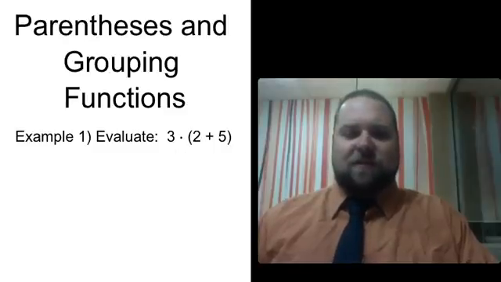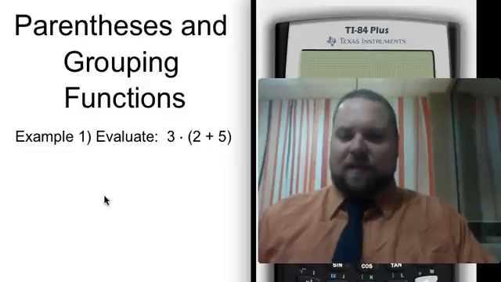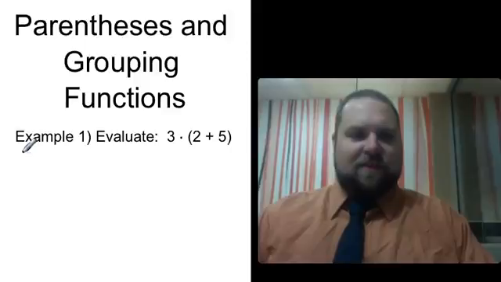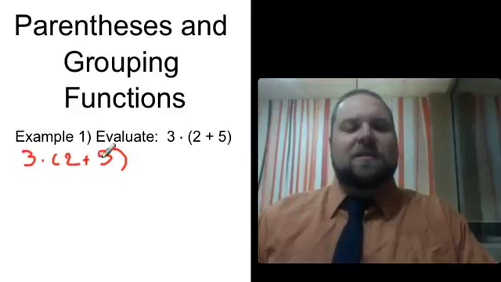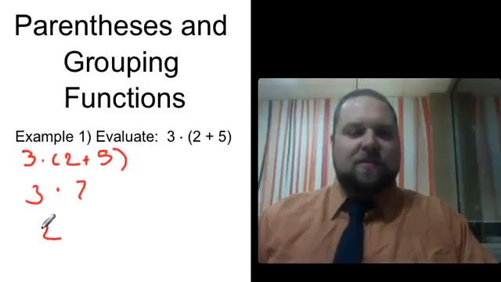The first thing we're going to do is 2 plus 5. And so we would write that over here. I'm just, in fact, going to rewrite the whole thing. 2 plus 5. And then I'm going to do everything in the parentheses first. 2 plus 5 is, of course, 7. 7 times 3 is 21. And that would be my answer.